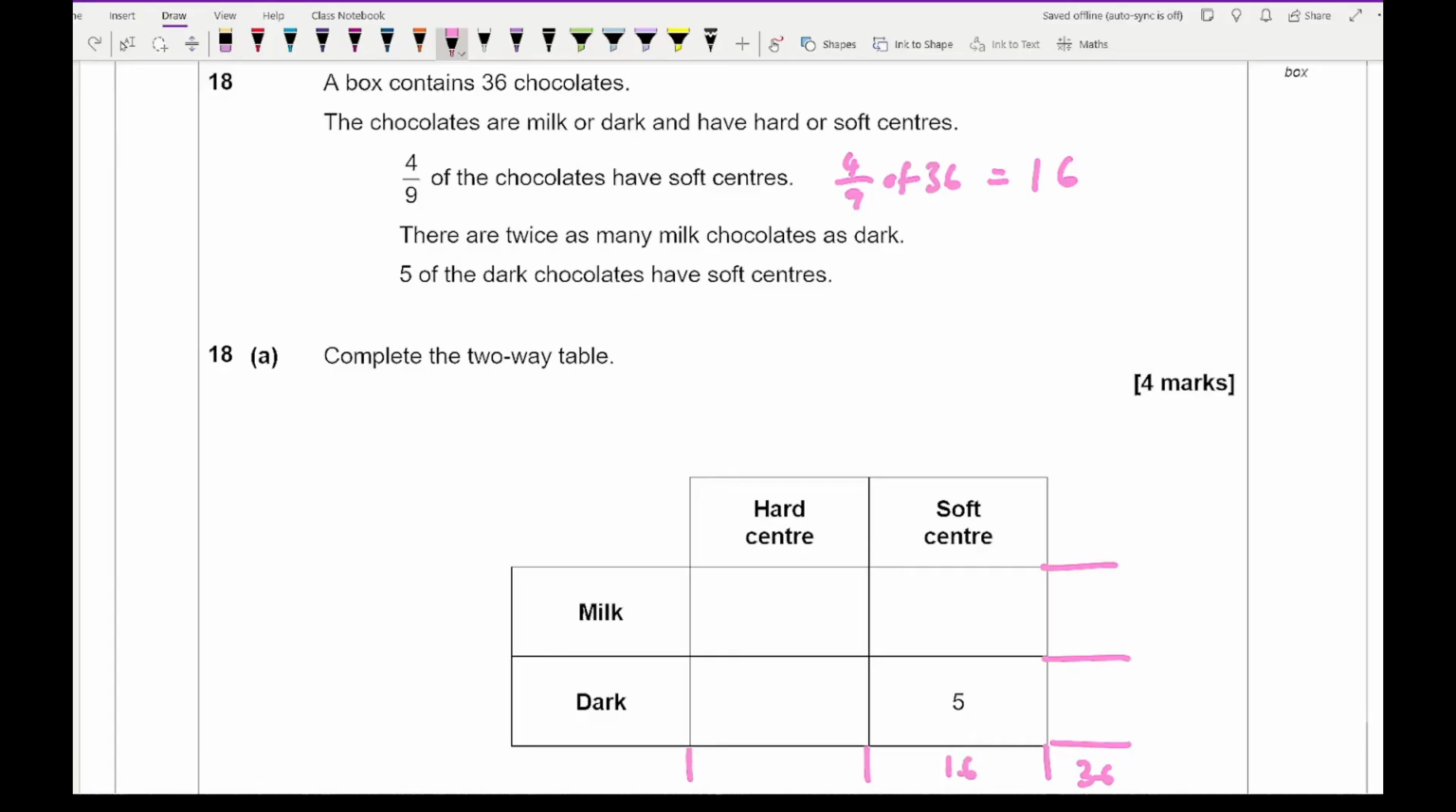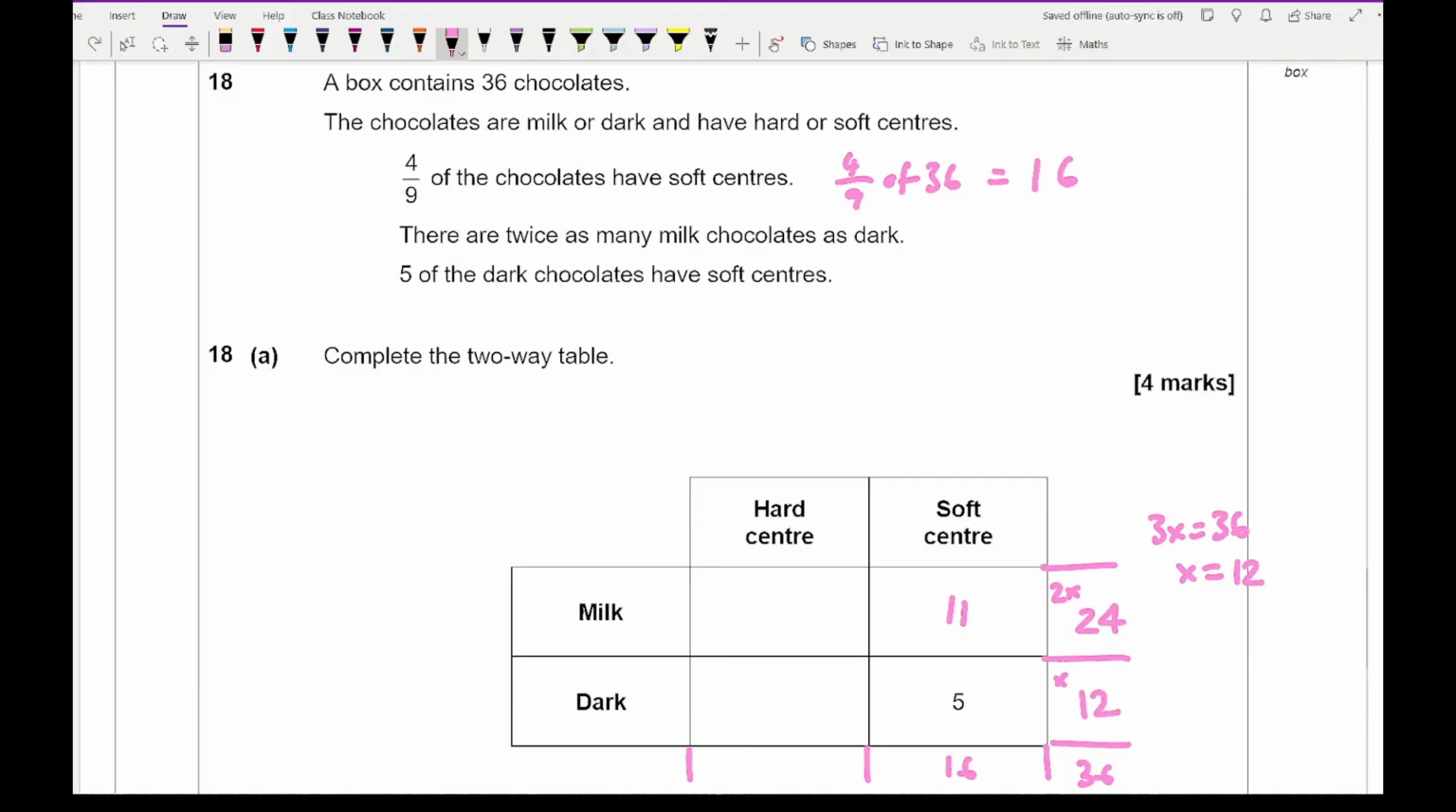16 take away 5 is 11. So that's the first one I've then filled in. It then says that there are twice as many milk chocolates as there are dark. So if this was x, then this is going to be 2x. So in total I've got 3x equals 36. So single x is going to be 36 divided by 3, which gives me an answer of 12. So that's going to be 12 and that's going to be 24.